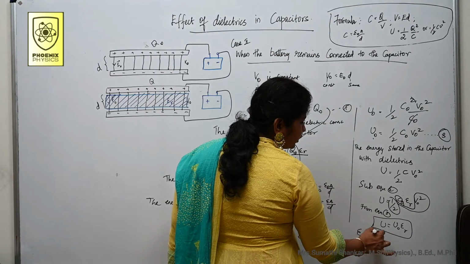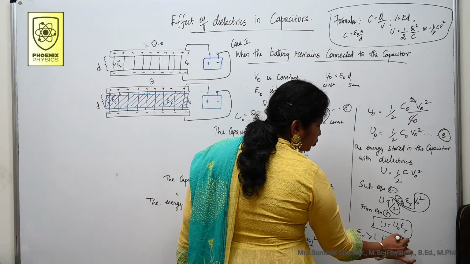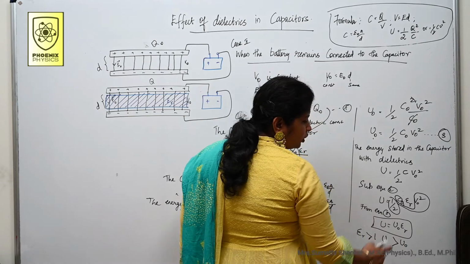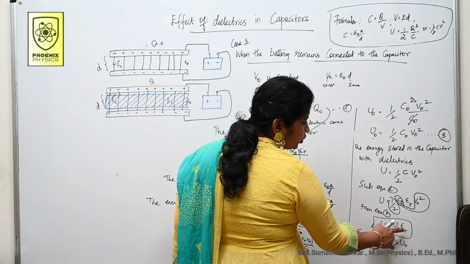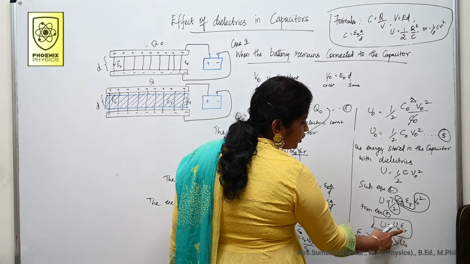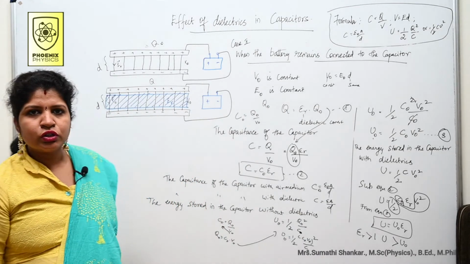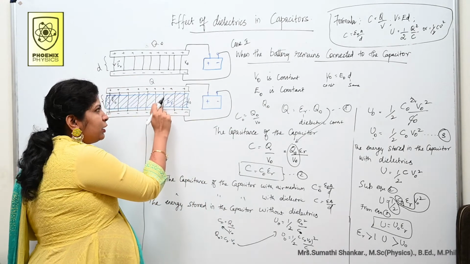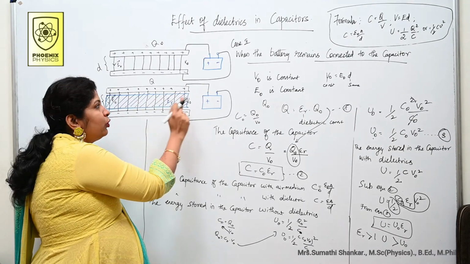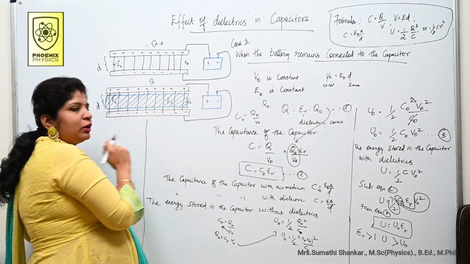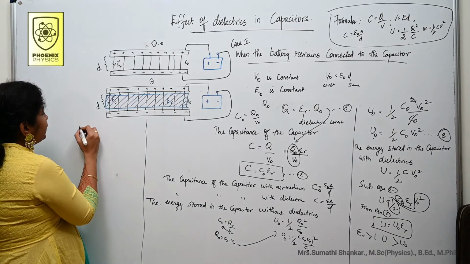Epsilon R is greater than 1. So U is greater than U naught, because here both are in the multiplication format. So epsilon R is greater than 1 means U is greater than U naught. So what is your conclusion? Energy stored in the capacitor is increased with the dielectric when the battery is connected to the capacitor. This is your conclusion. Next I am going to calculate.